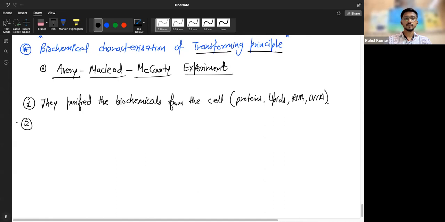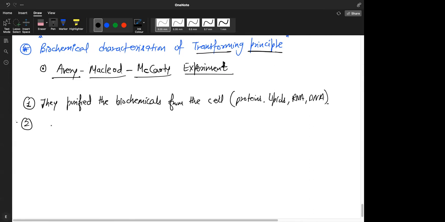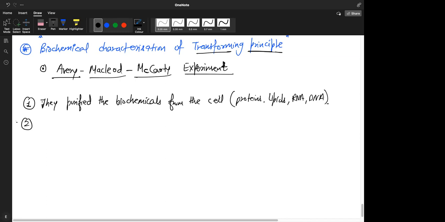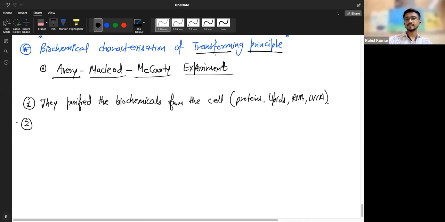Then what is the next step? What will you like to do, Reem? They separated. Now they taste it. What will happen if they taste it? They'll get some kind of idea of what caused the allergic reaction. But in Griffith's transforming principle experiment, there was no allergic reaction.